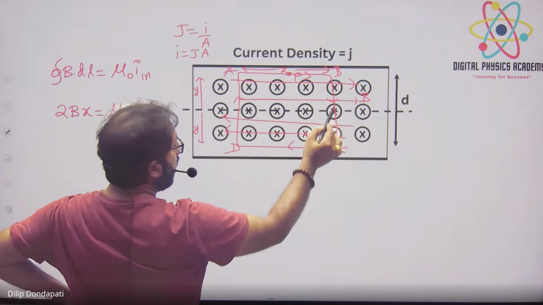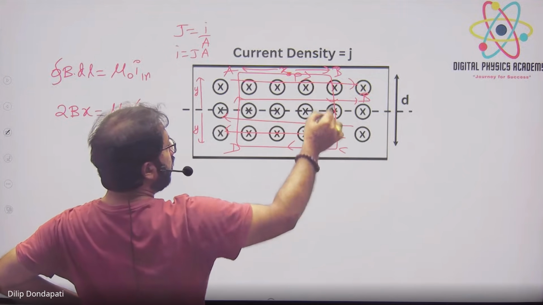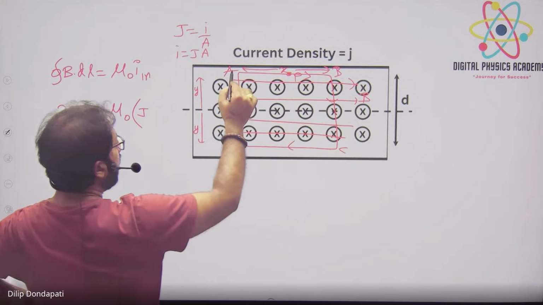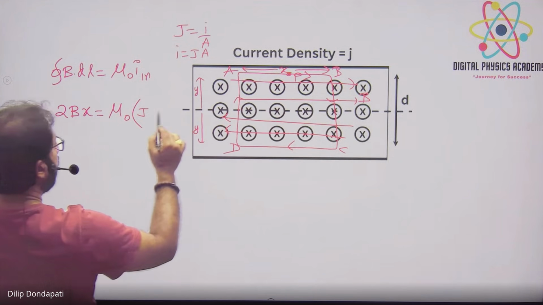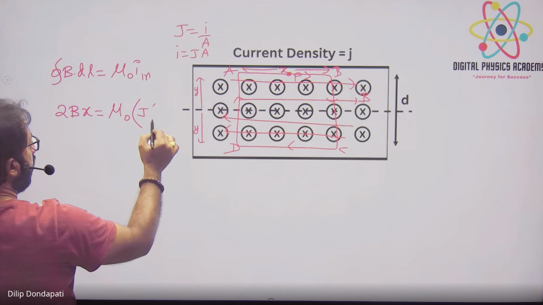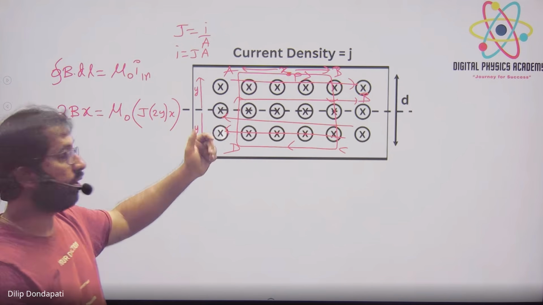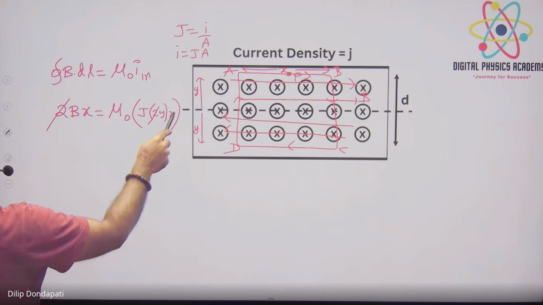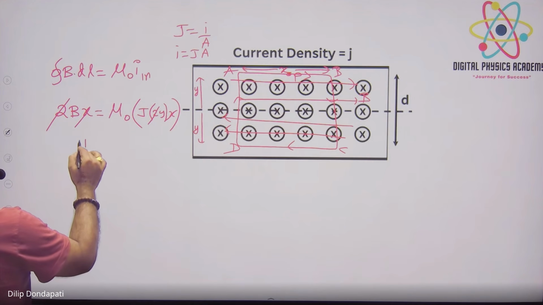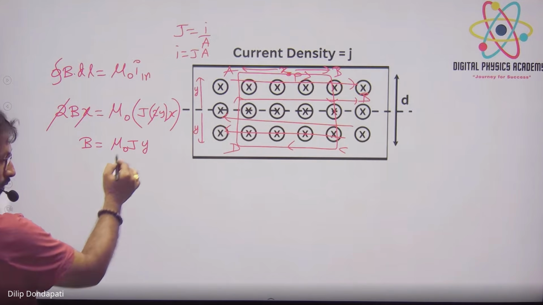इस लूप का एरिया कितना होगा, because पूरा current जा रहा है ना इसमें. So d is width and length is ये कितना, 2y, right? y plus y लिया ना, 2y into x, right? So 2y into x, right? 2y into x. Okay, now देखो इधर क्या क्या है, 2 cancel, x cancel. So B is equal to mu naught j y.